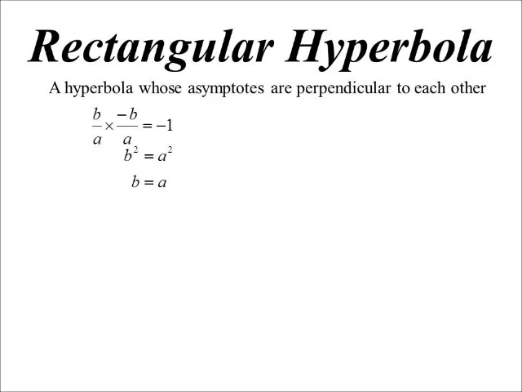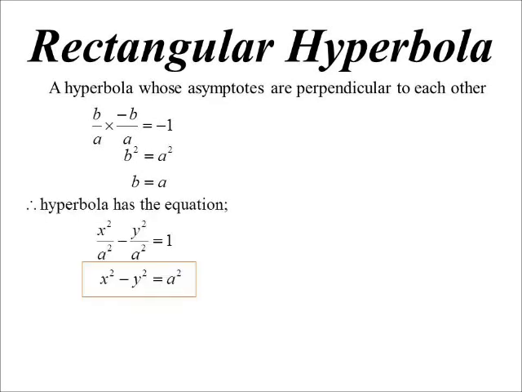Well, that means our equation is x squared on a squared minus y squared on a squared is equal to 1. We multiply by a squared, and we usually write it in this form: x squared minus y squared equals a squared. So it's sort of like the circle is to the ellipse, because that would be x squared plus y squared equals, well, a squared or radius squared. The rectangular hyperbola is to the hyperbola. So x squared minus y squared equals a squared.